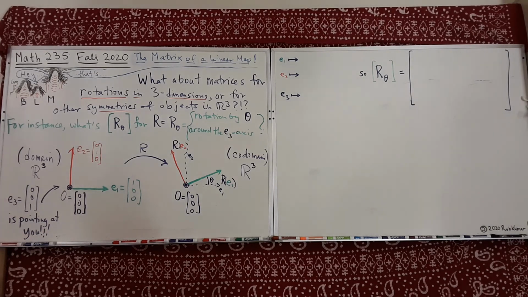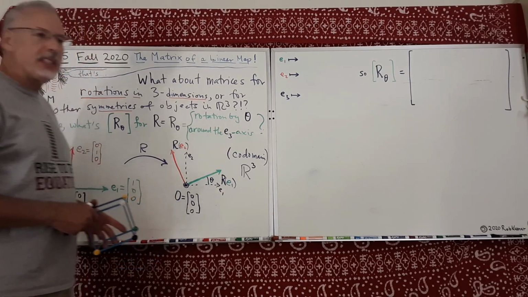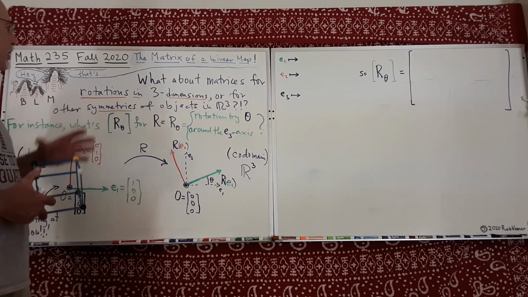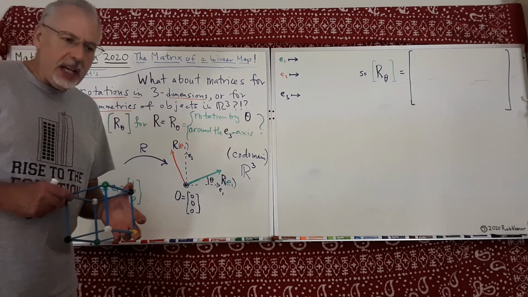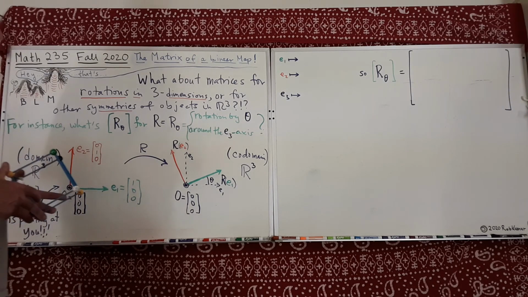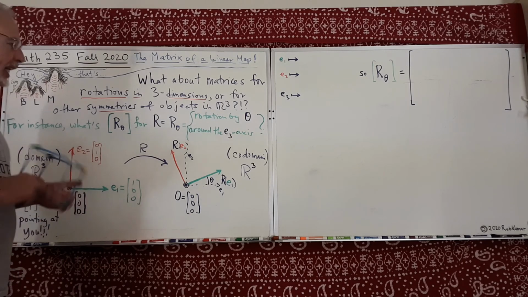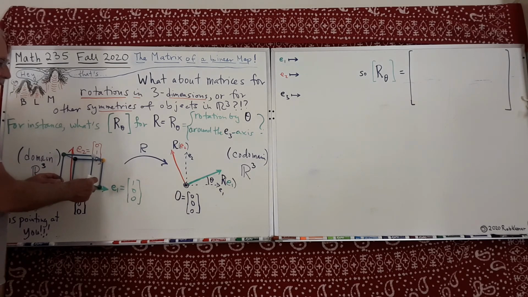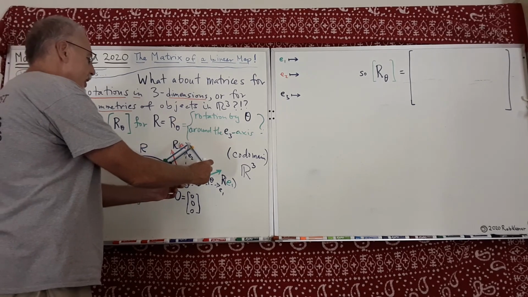Welcome back to Coronavirus University and the third part of our discussion of the matrices for linear maps, in particular rotations or other symmetries in 3 dimensions. So we saw what the rotation matrix for rotation in the plane by an angle theta looked like. And suppose we do the same thing for a rotation of an object like this cube in 3 space, where the rotation takes the cube and turns it in some way.